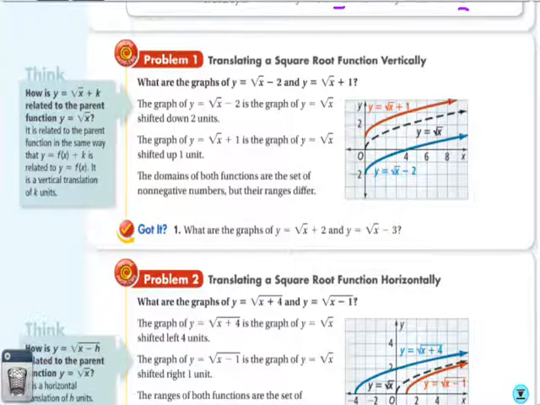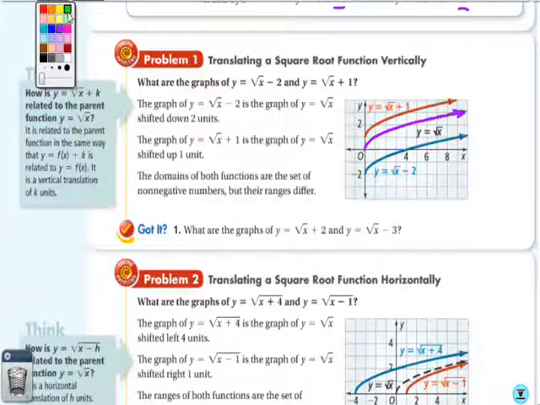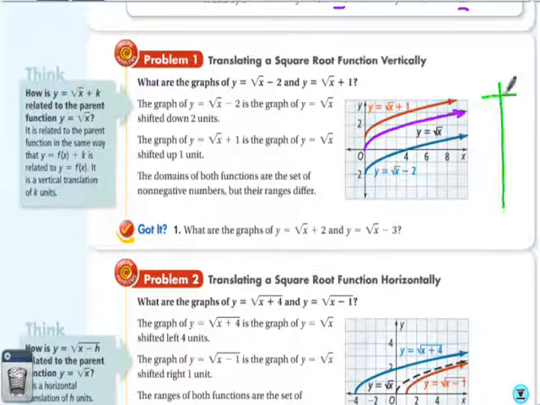So, translating a square root function vertically, what are the graphs of y equals the square root of x minus 2 and y equals the square root of x plus 1? So y equals the square root of x is this graph right here. Okay, it's the original one, it's the parent function, it's where we started. Should make sense, by the way, because if we make a table for the parent function, if we put 1 in for x, the square root of 1 is 1. If we put 4 in for x, well, the square root of 4 is 2.